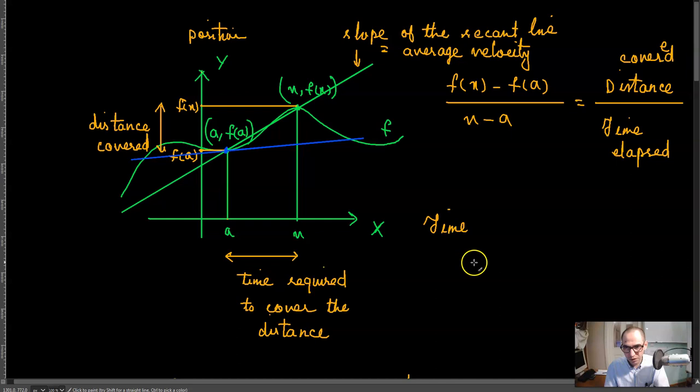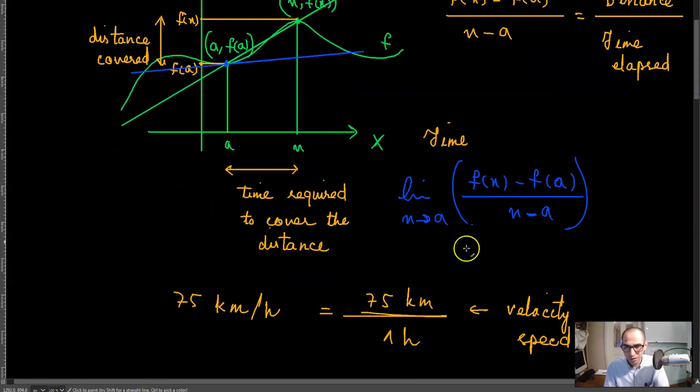I take the exact same thing, meaning f of x minus f of a over x minus a, and then, as we did before, I take the limit of this as x approaches a, because as x approaches a, the slope of this line is going to get closer and closer to the slope of this line until eventually we get to the exact slope of this line. So I take the limit of this as x approaches a, and this would be nothing but the instantaneous velocity at x equal to a, right?